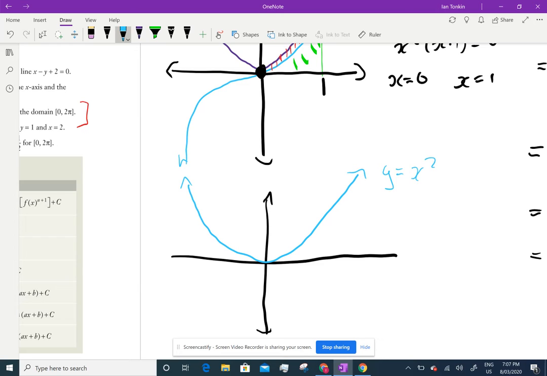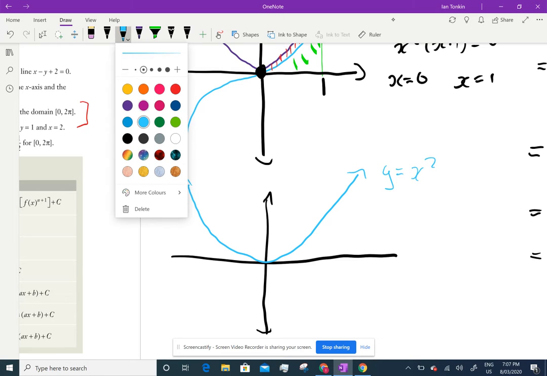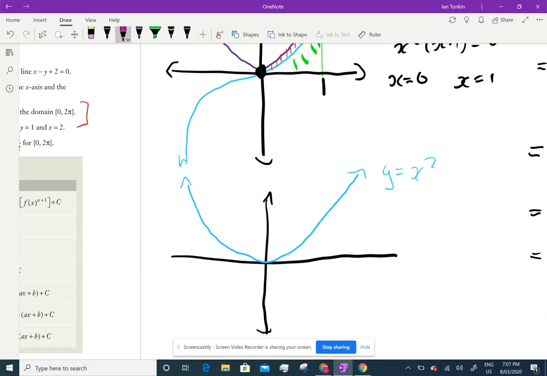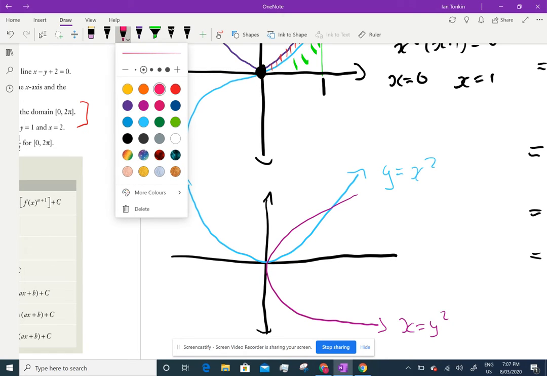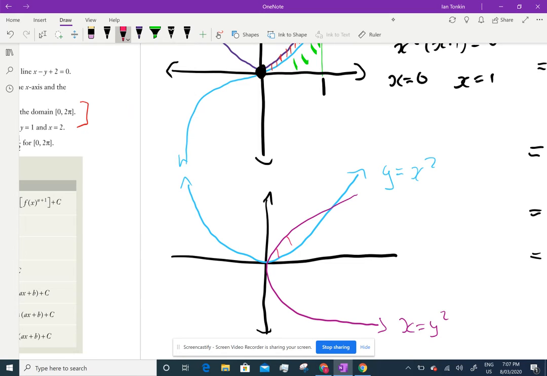And in purple, I'm going to do x equals y squared. That's just a parabola here. And that's x equals y squared. And the area we need to find is the area here.